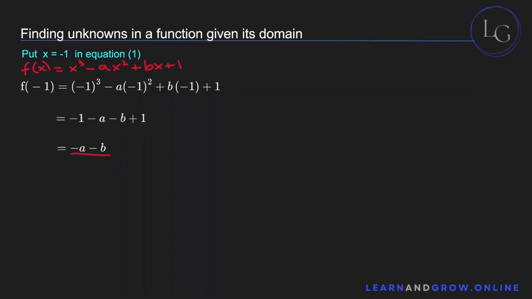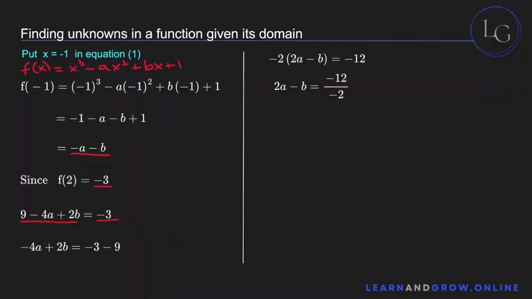Now, let's look at f of 2 first. We found f of 2 earlier, right? That was equal to 9 minus 4a plus 2b. And the actual value of f of 2 is equal to minus 3. That was given to us in the original question. So 9 minus 4a plus 2b is equal to negative 3.